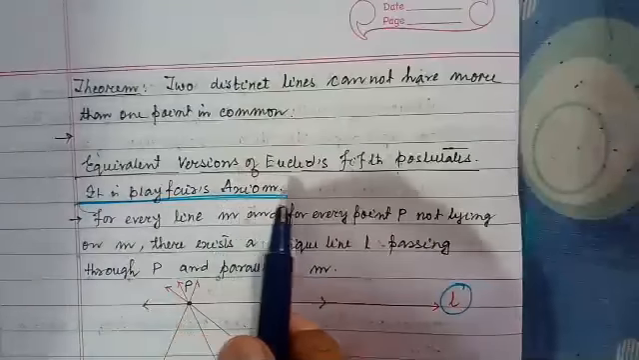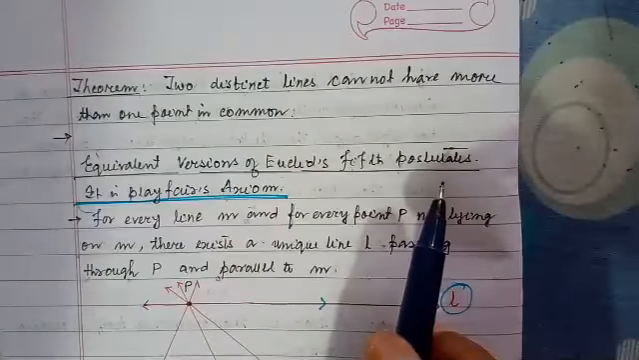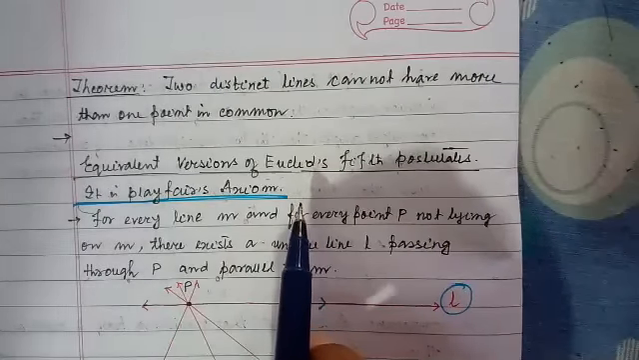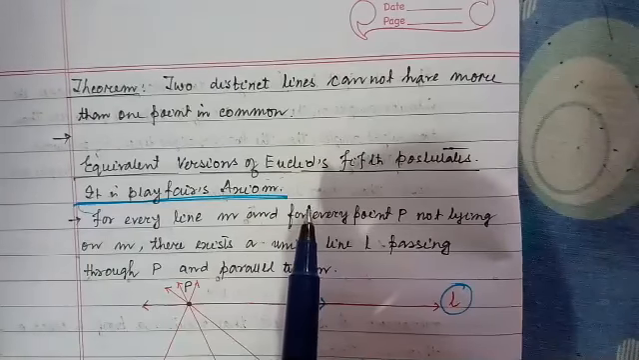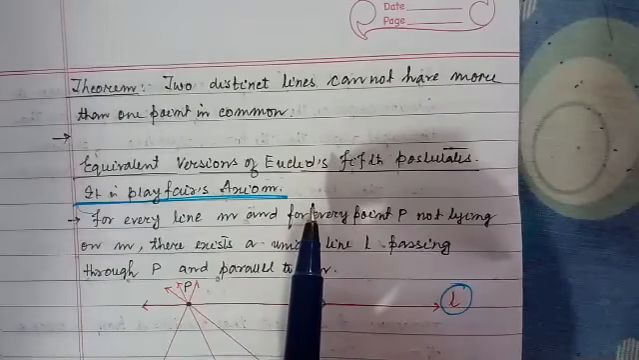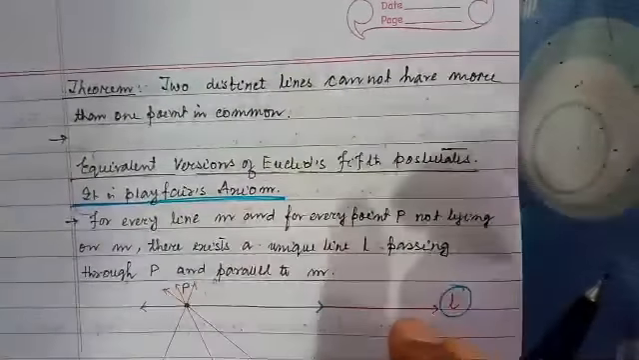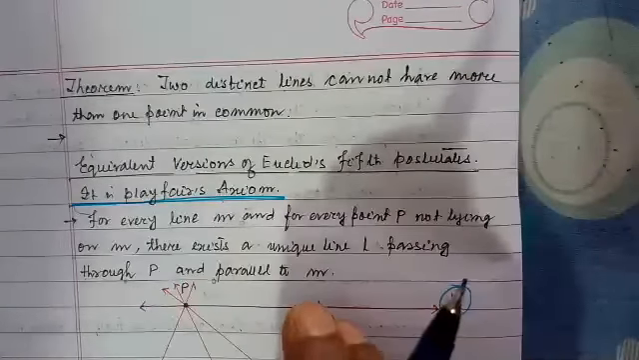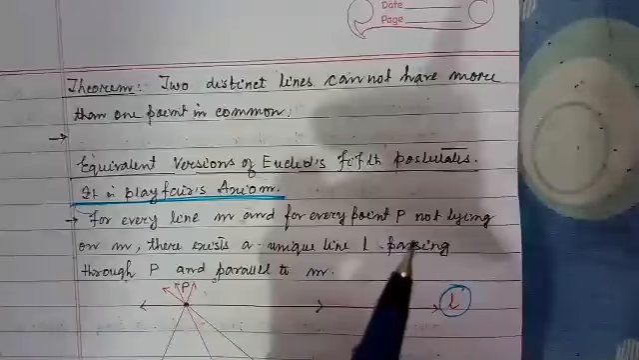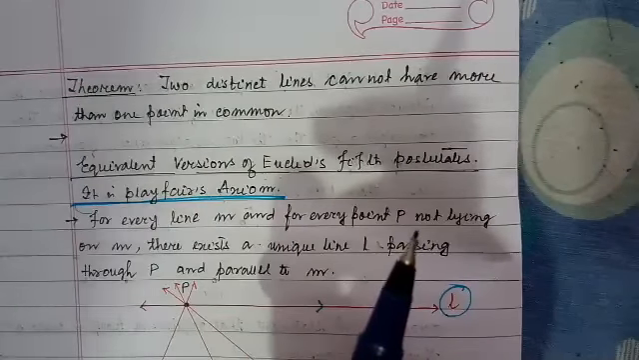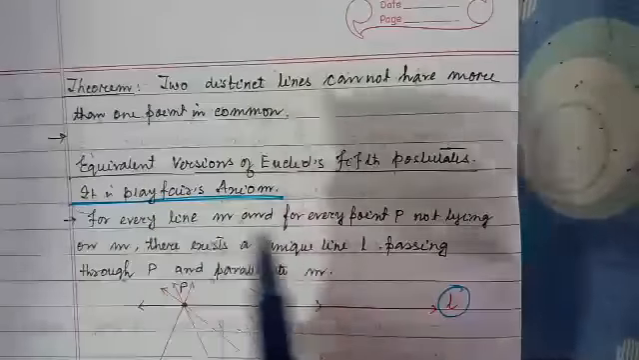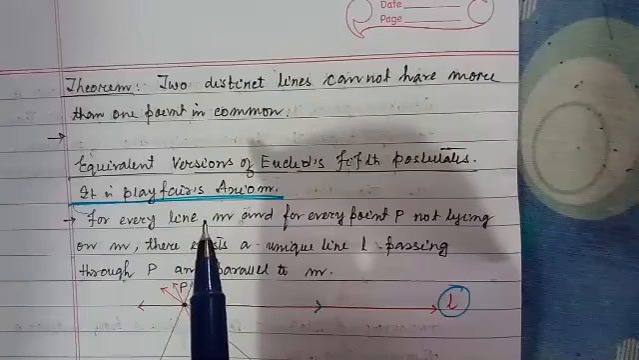Now, an equivalent version of Euclid's fifth postulate. First let us recall what Euclid's fifth postulate is. Euclid's fifth postulate states that if a line falls on two lines, to which side the sum of interior angles on the same side of that line is less than 180 degrees, if the lines are produced in that direction, they will intersect at a point.